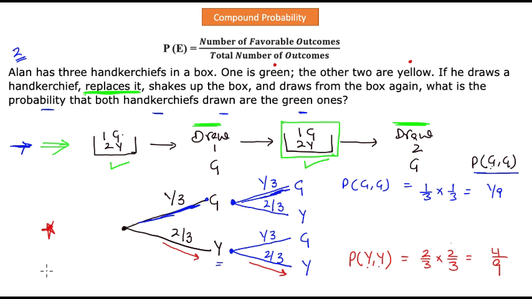This can be quite useful when you have events that are sequential in nature. This is good for independent events and this is also good for events that are dependent on each other, especially useful when they are dependent on each other. All right, so that is the fundamental concept of compound probability.